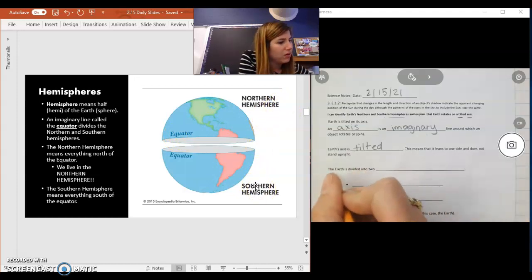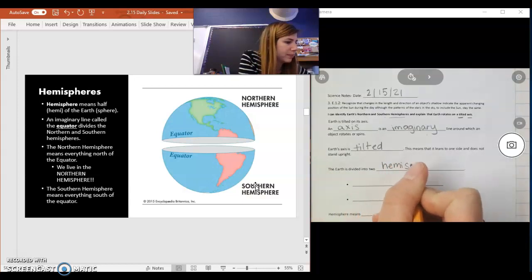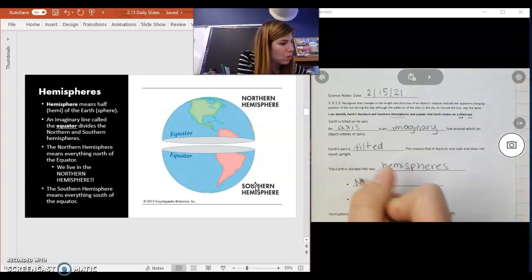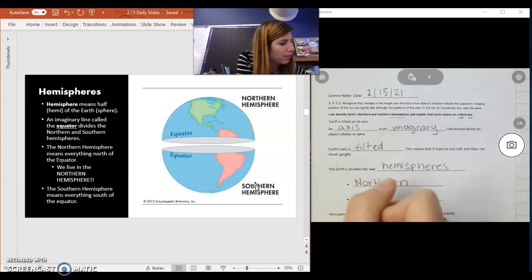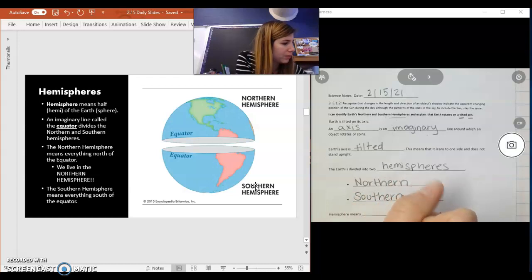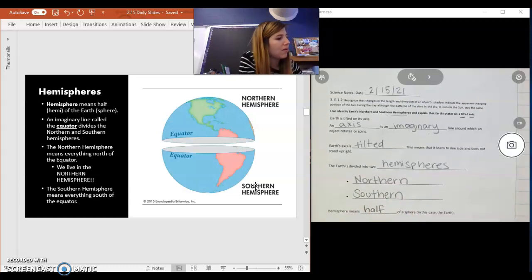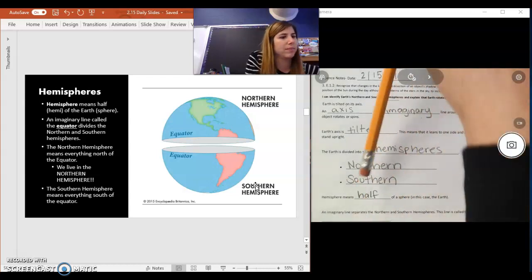So we'll start in our notes. The Earth is divided into two hemispheres. And we know that's the northern hemisphere and the southern hemisphere. And what we just read is that hemisphere means half. Hemi means half of a sphere, and in this case the sphere we're talking about is the Earth.